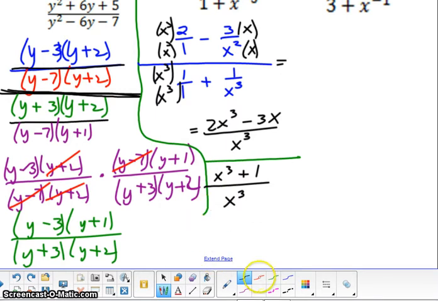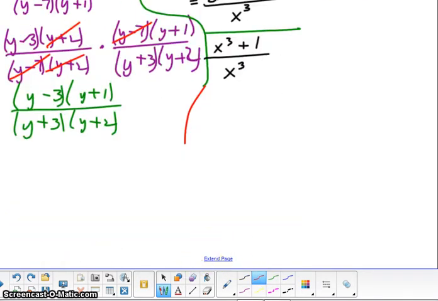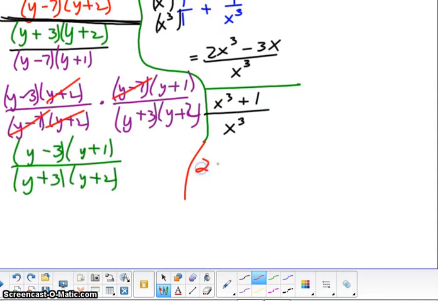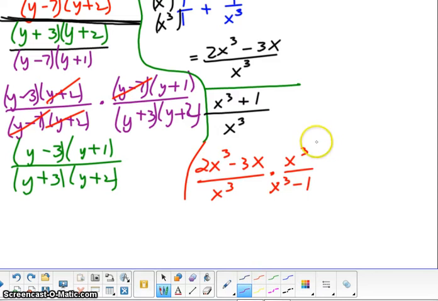Okay, so in this next spot, we're going to go ahead and leave, change, flip. Leave this one alone. Change the sign to multiplication and flip the next one. Okay, so again, what's nice about this is the x cubes are going to cancel, and then we always want to leave everything in factored form.